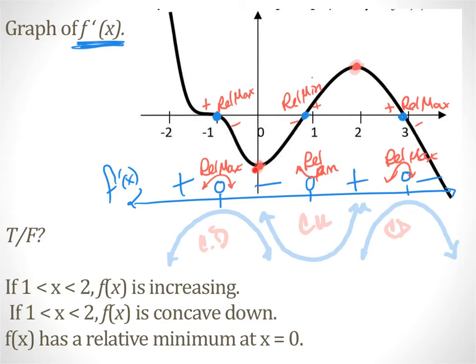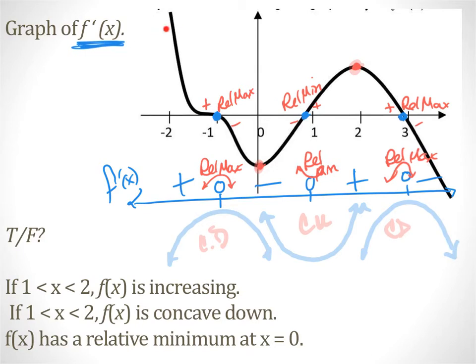Well, it looks like that, but this is the derivative, not the function. So the derivative has a critical value there. The original function does not. The critical values for the original function occur when the derivative changes from positive to negative or negative to positive. So we have to be careful.